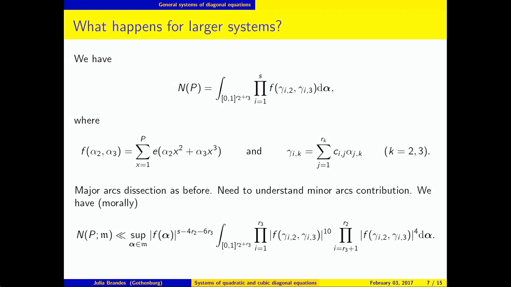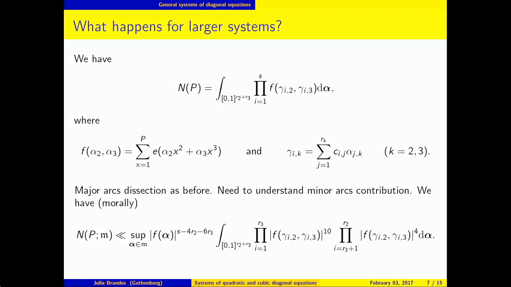So, well, we follow essentially the same method. We dissect our interval into major arcs and minor arcs. And on the major arcs, we get the expected main term. I mean, it goes by essentially standard methods. There's still some work to do there, but that's not where this kind of theorem fails. If this kind of theorem fails, it fails on the minor arcs.